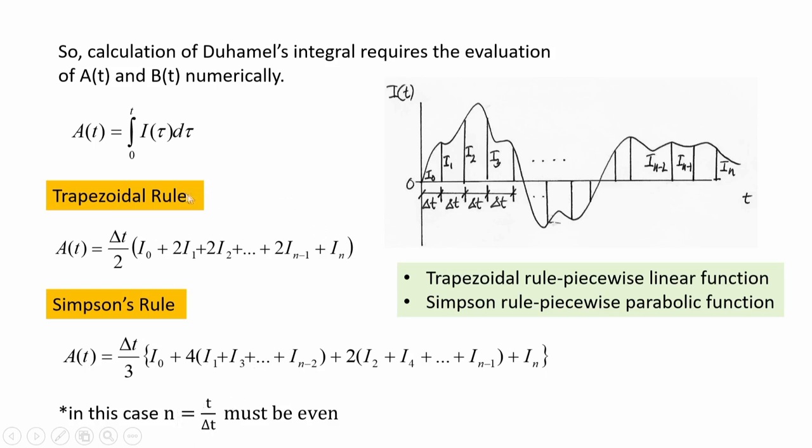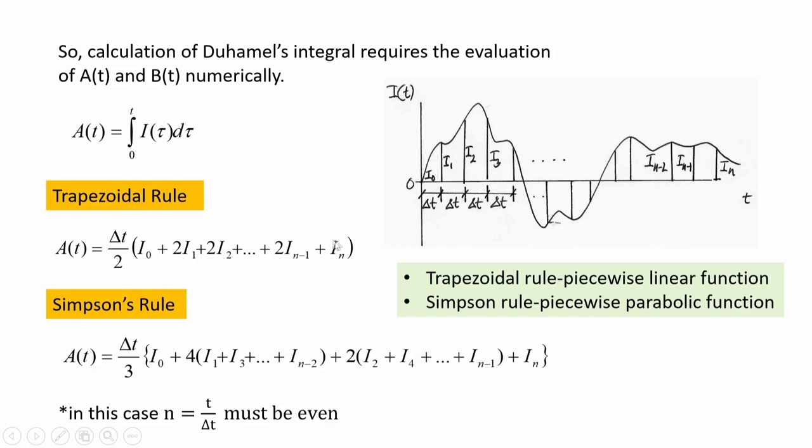Okay. Now, the trapezoidal rule says that the integration of I(tau) d tau within the limits 0 to t will be delta t by 2 into the first ordinate and last ordinate, so I0 plus In, plus 2 times the sum of the remaining ordinates. So here, now writing delta t by 2 into I0 plus 2 I1 plus 2 I2 plus dot dot up to 2 I(n minus 1), and the last ordinate In, it will remain as it is. So I0 is the first ordinate, In is the last ordinate.